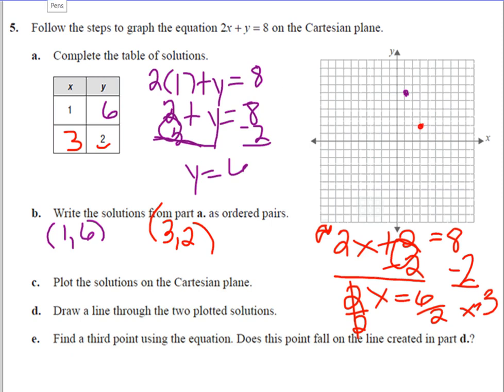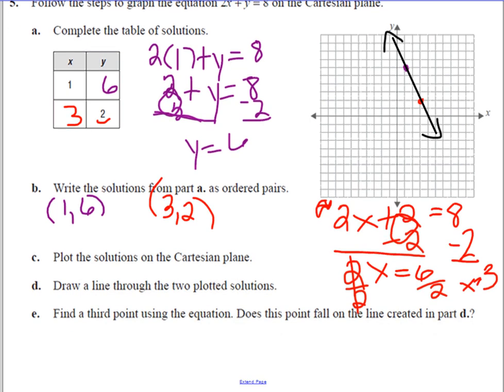So then we need to draw a line through our points. That looks good. I need to add my arrows on here since it didn't draw them for me. And so there is the graph for the solution of 2x plus y equals 8.